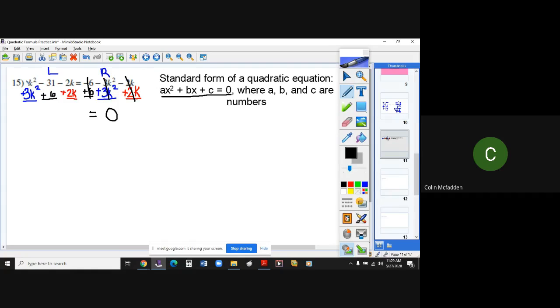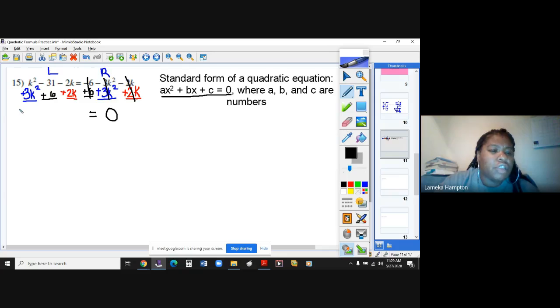It'll be 4K squared. Okay, that's right. Excellent job, Mr. McFadden. So that'll be 4K squared. Okay, now we notice here that we have a negative 2K and a plus 2K. So what is negative 2 plus 2? 0. So that means on this side, I do not have a second term because that has canceled out.